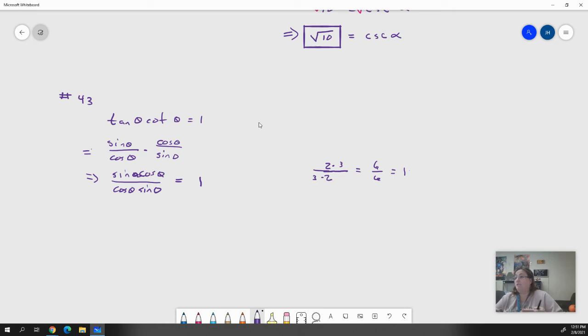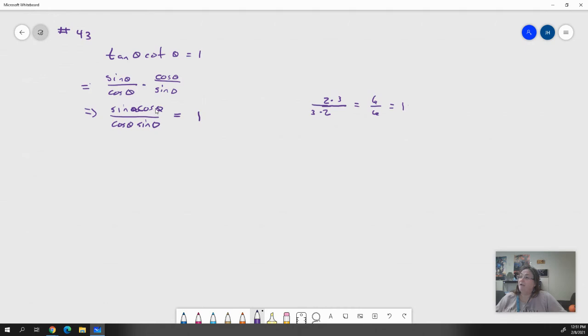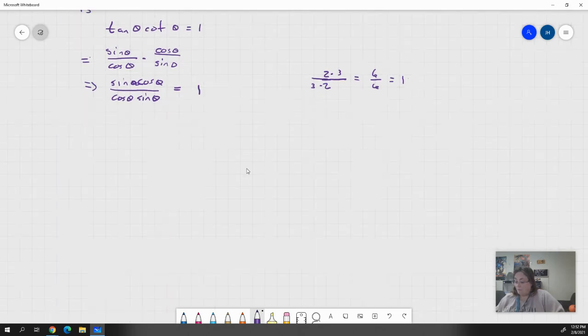That's how that works in number 43, right? They're the same thing. Order doesn't matter when we're multiplying. So even though we have sine theta times cosine theta here and cosine theta times sine theta here, they're exactly the same value. Let's look at number 45. I'm looking at number 45.